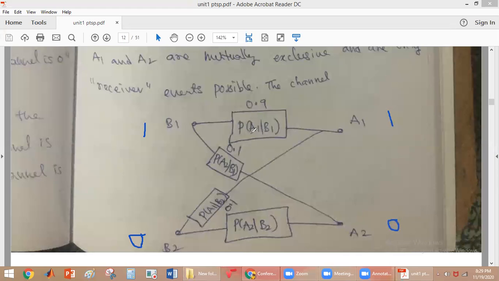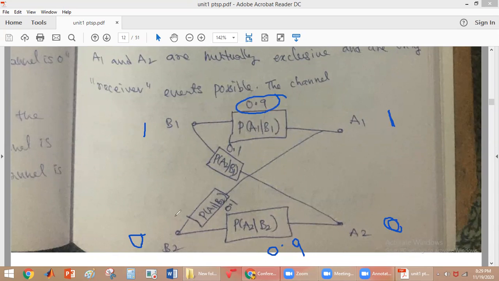Now what is here? The probability of receiving 1 when 1 is transmitted is 0.9. The probability of receiving 0 when 0 is transmitted is 0.9 only. Just now we have discussed this. And these values are also discussed.